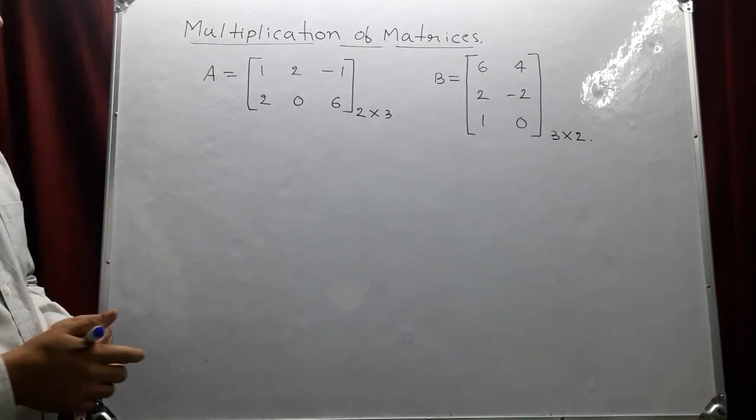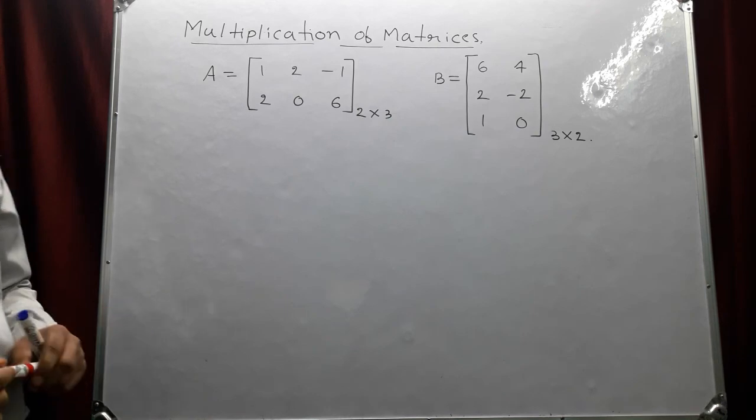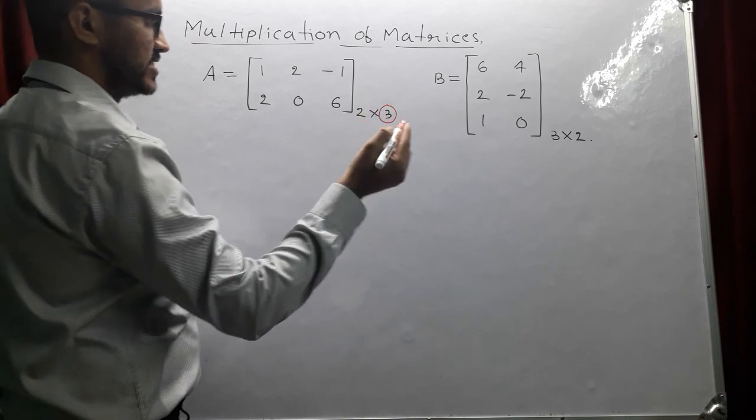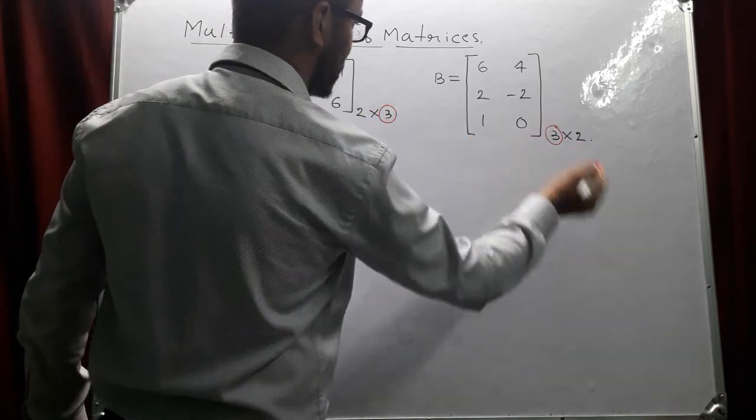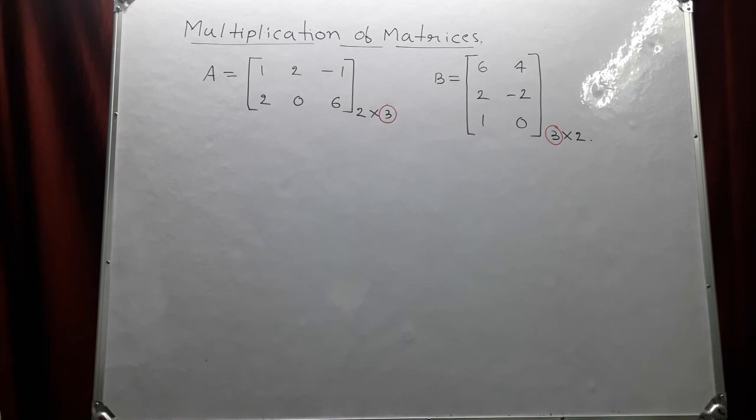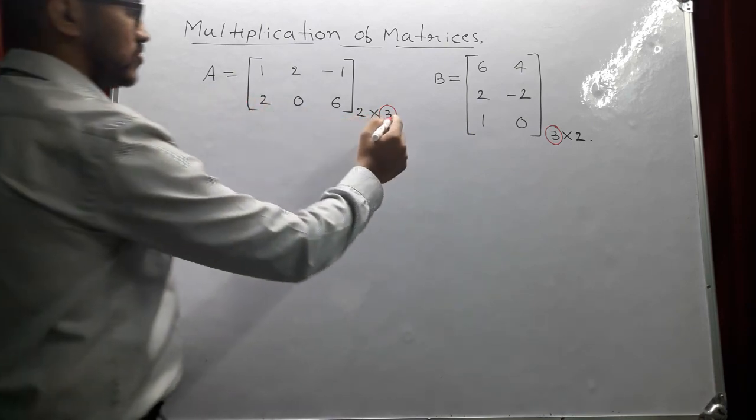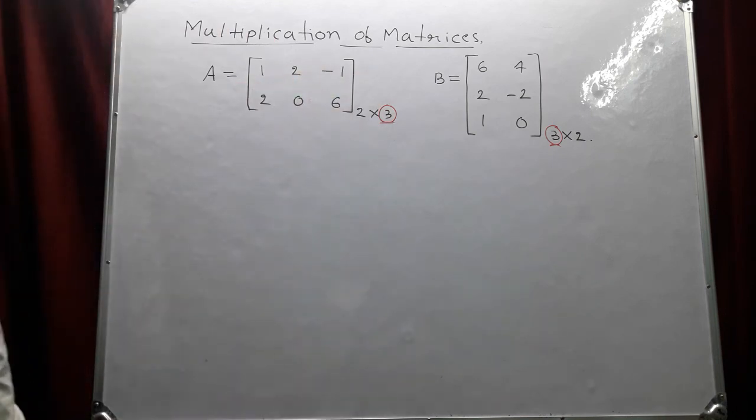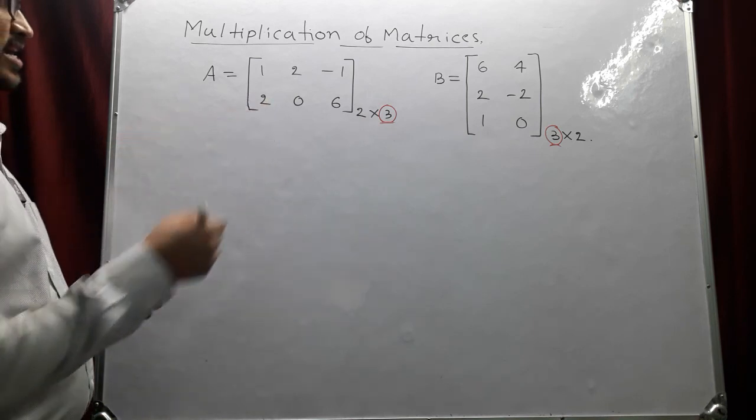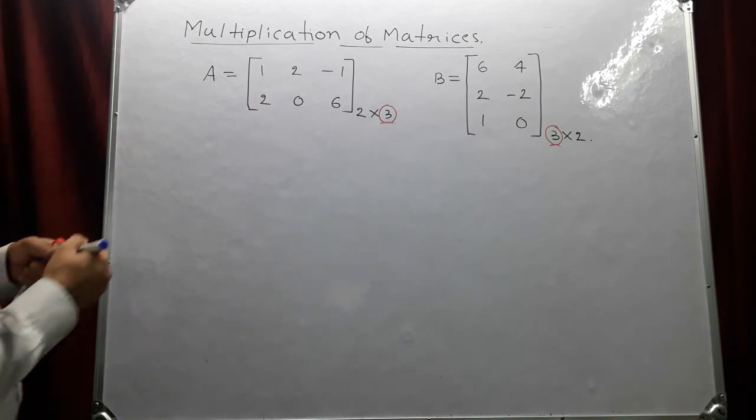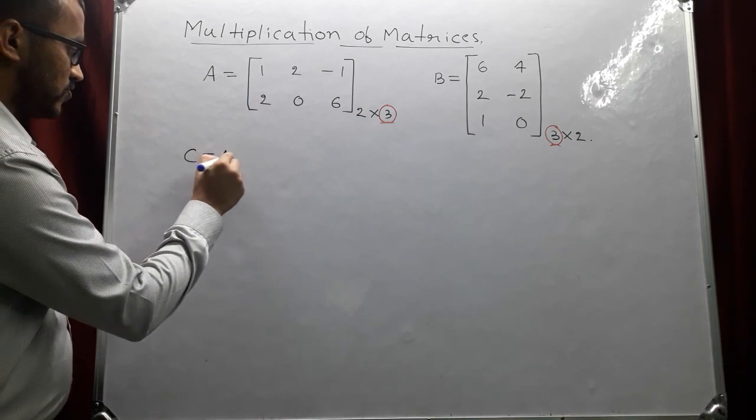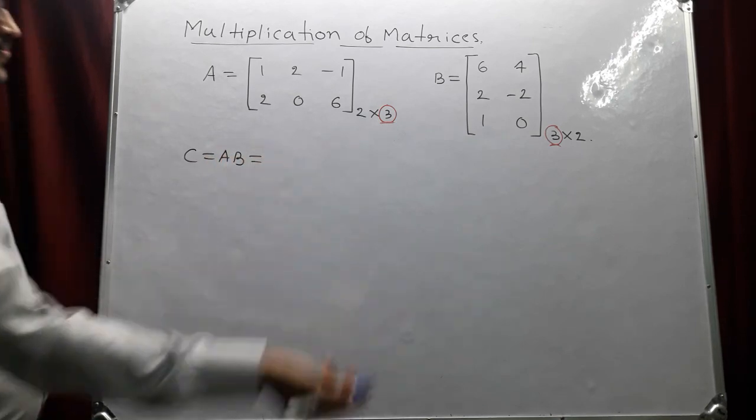So clearly we can multiply the matrices A and B, since the number of columns in the first matrix is equal to the number of rows in the second matrix. Since both are equal, we can multiply the matrices A and B. So let us see how to multiply them. I will take the product of the matrices A and B as C. C is equals to A into B.